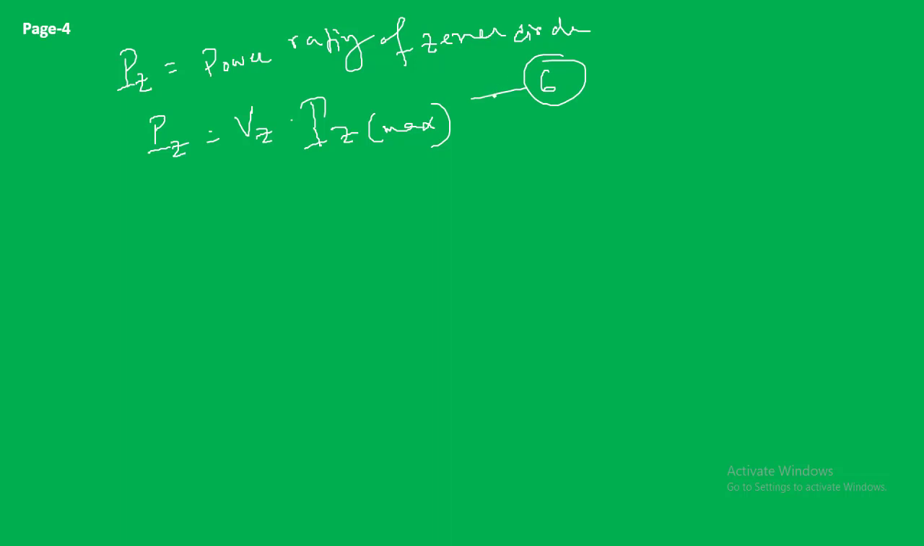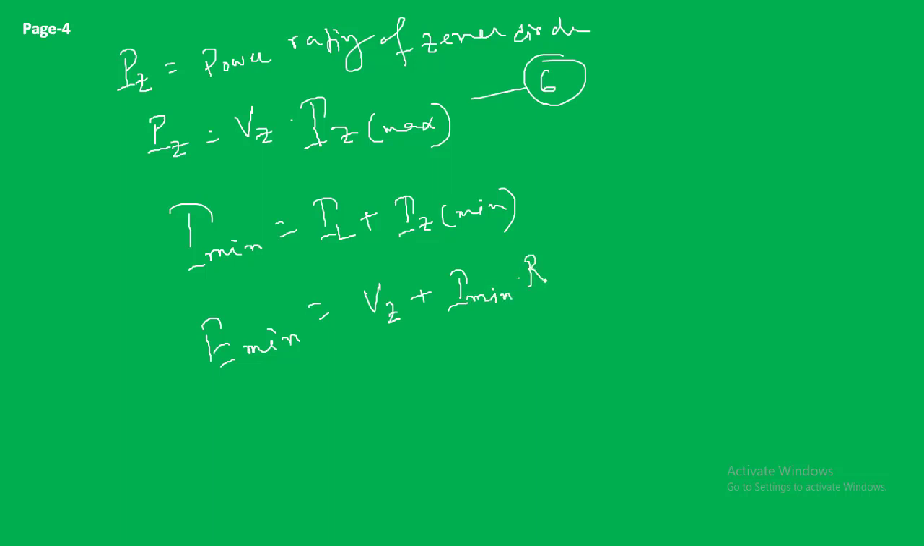Now if IL is the load current corresponding to Iz minimum, then total load current I minimum will be equal to IL plus Iz minimum. Similarly, for minimum input voltage, E minimum, we get I minimum into Rs, that is the drop across the series resistance, plus Vz. So that gives us the minimum E. Call it equation number 7, and equation number 8.